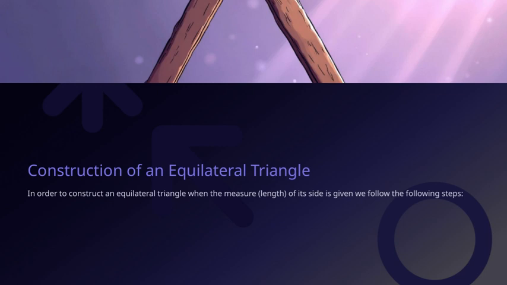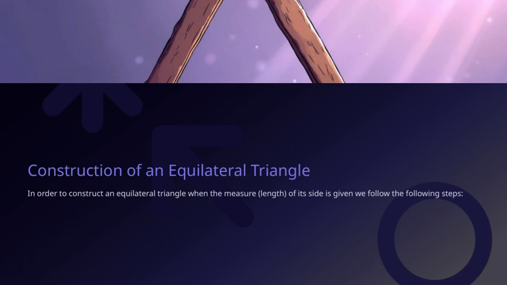The key idea here is that all 3 sides are equal, and by using the compass and arcs, we ensure that the triangle is perfectly equilateral. This process is a fundamental geometric construction that highlights the importance of precise measurements and the use of basic tools like the compass and straightedge.